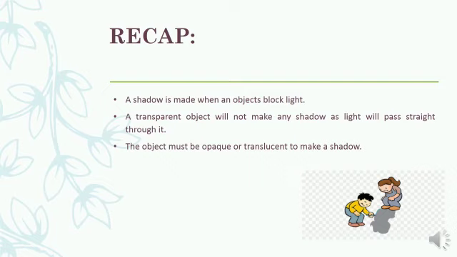As we already discussed how a shadow is formed, a shadow is formed when an object blocks light. Transparent objects allow all the light to pass through them, so they don't make shadows. Translucent or opaque objects, which allow partial light or no light to pass through them, make shadows. Let's watch a video about shadows.